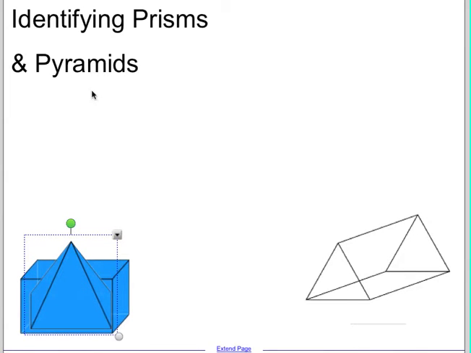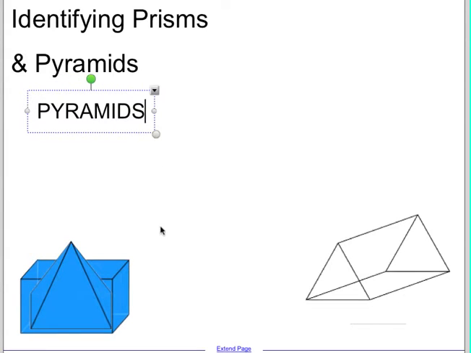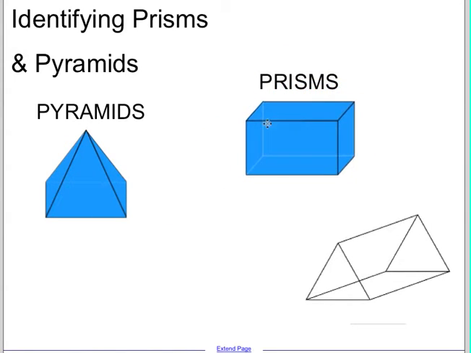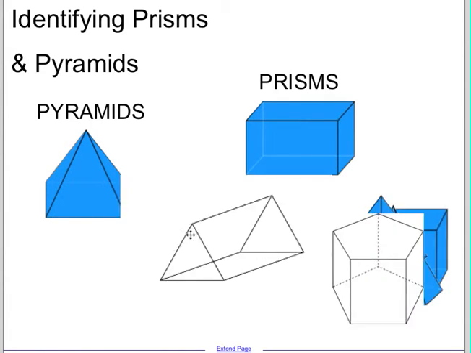Whenever you think of a pyramid, always think of the pyramids that you would see in Egypt, okay? When you see those pyramids, you would think of triangles. Whenever you have a shape where there's triangles for the sides, that would be a pyramid. Prisms, on the other hand, have squares or rectangles for their sides, okay? So pyramids always come to a point. Prisms always have squares or rectangles for their sides.